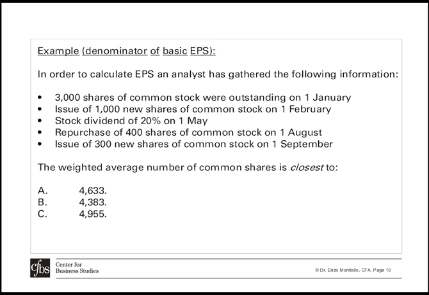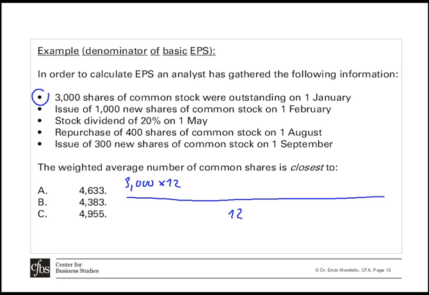And now we have to calculate the denominator of the basic EPS, that means the weighted average number of common shares outstanding. Well, in order to do the calculation, we have to start first with the 3,000 shares of common stock outstanding on 1st of January. So we have 3,000, and we multiply that with 12 months, and after that we have to divide it by 12 months. So on average outstanding are 3,000 common shares during the year.